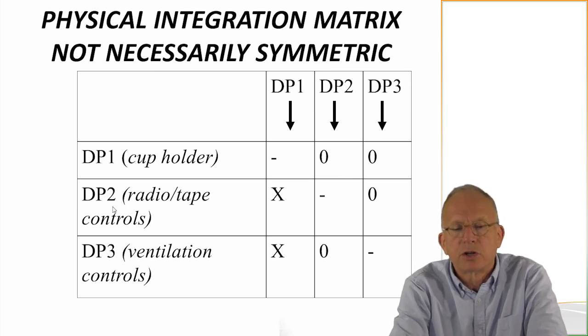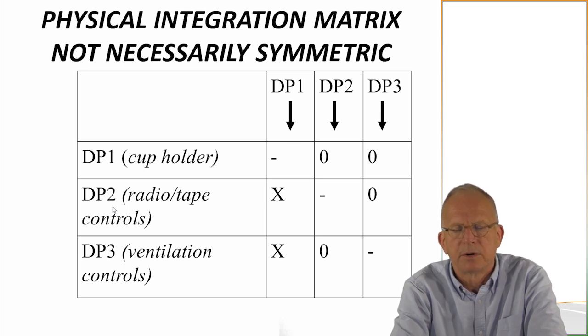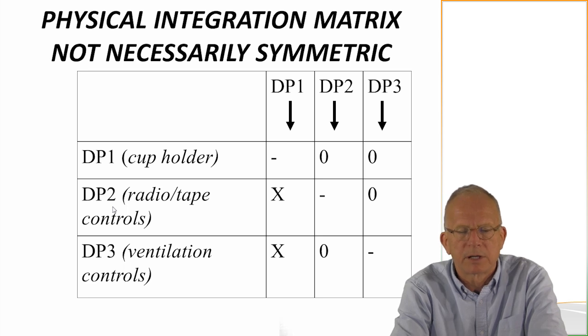Now, certain things need to be adjacent to each other to work. The wheels need to be near the axle and so forth. But there's no reason why the cup holder, DP1, should be interfering with the radio or the ventilation controls. So if you look at a matrix like this, you can identify which things need to be physically integrated and which need to be separate.